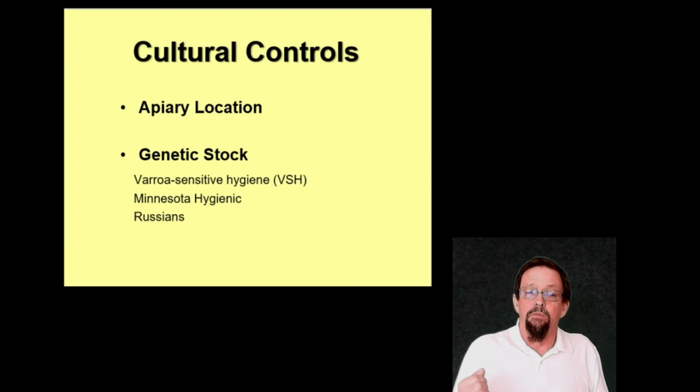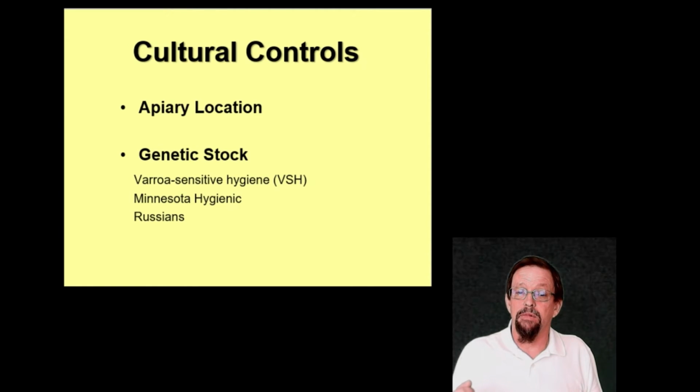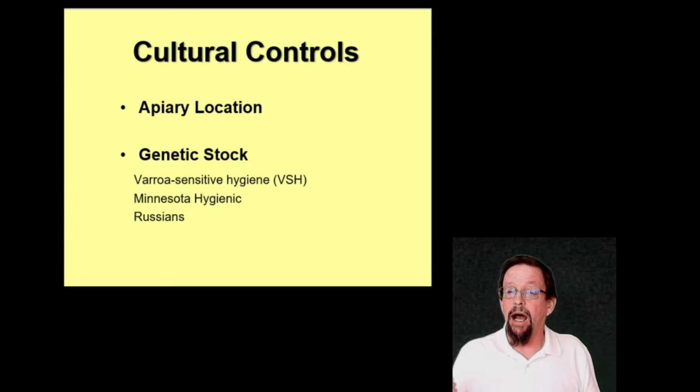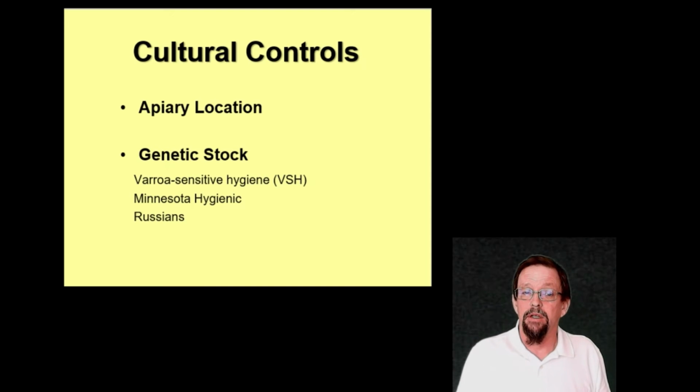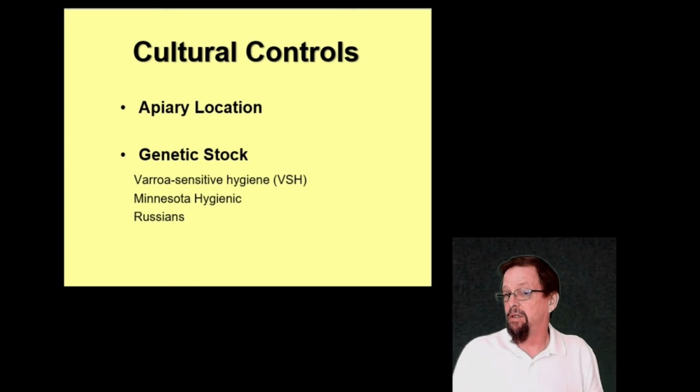So let's start off with cultural controls. Apiary location, believe it or not, is kind of a key step in what's going on with your mites in your colonies. My bees in Chesapeake actually have a higher mite count than my bees out in the country in Windsor. So more bees around, people not taking care of their bees, not doing pest management, that could be leading to your bees having a higher concentration of mites.